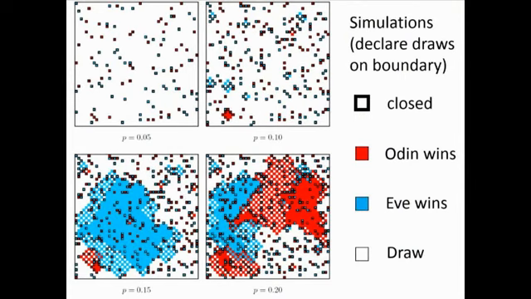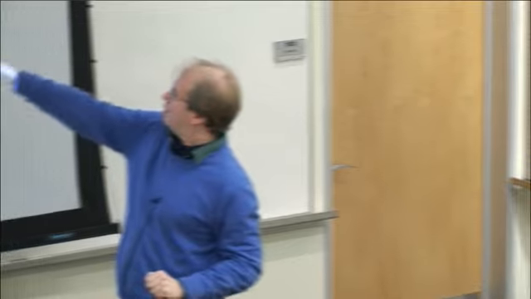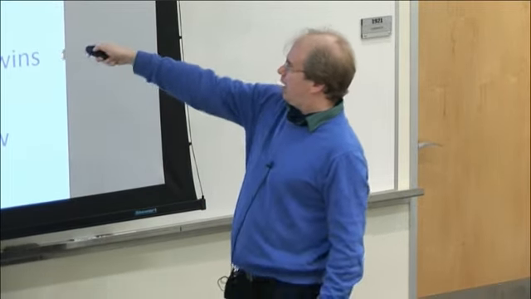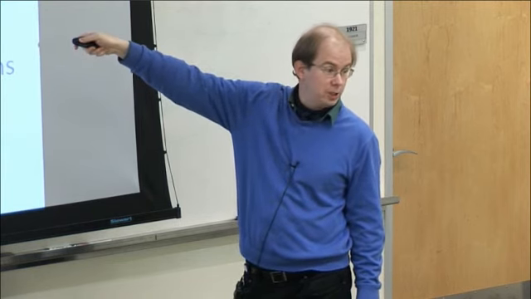So here is, of course, not Z^2, but a square. And as before, the good thing to do is declare the boundary to be a draw. So we play the game on a square board, but if the token ever gets outside the boundary, we just call it a draw. The sites outlined in black are closed, and white marks starting vertices for which the game is a draw with optimal play, red is Odin wins, blue is Eve wins.